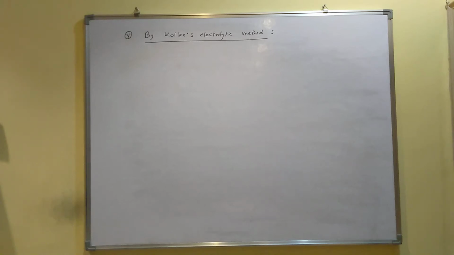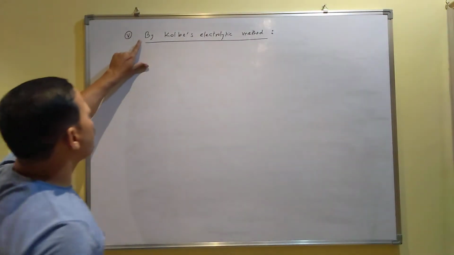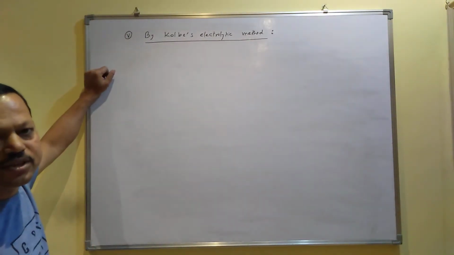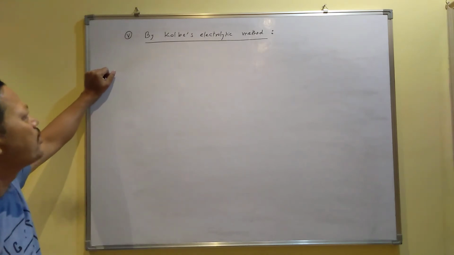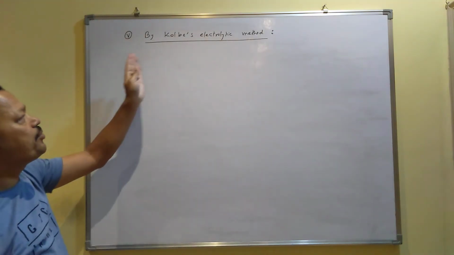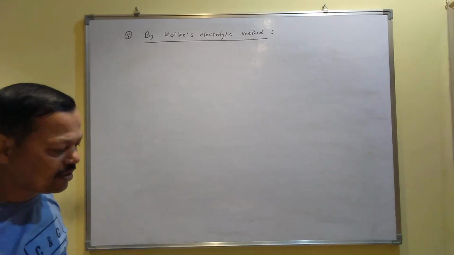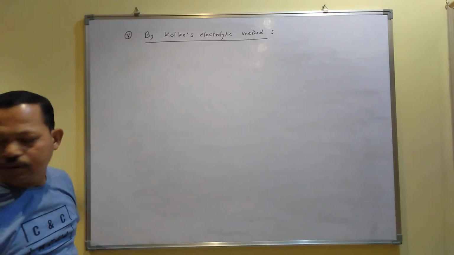Okay, we are doing the methods of preparation of alkenes. This is one method which is called the Kolbe electrolytic method. In the methods of preparation of alkenes, we have also done this electrolytic method. So to prepare alkenes, you can apply this Kolbe electrolytic method. So what is this method?